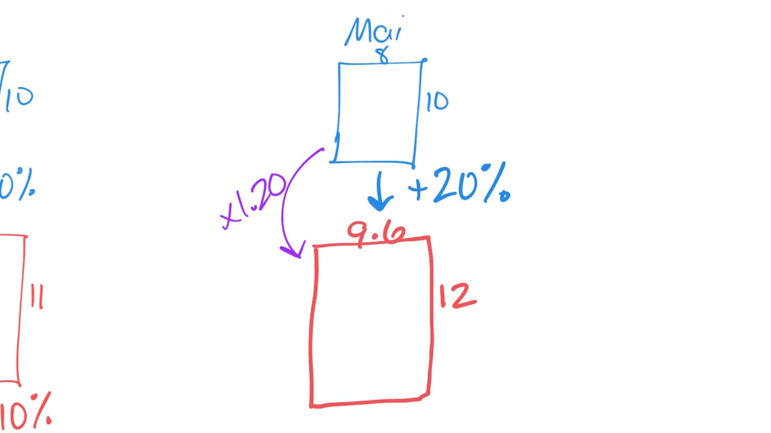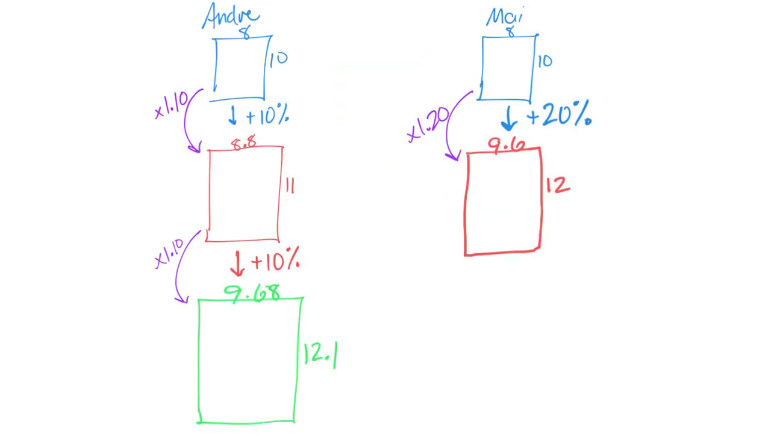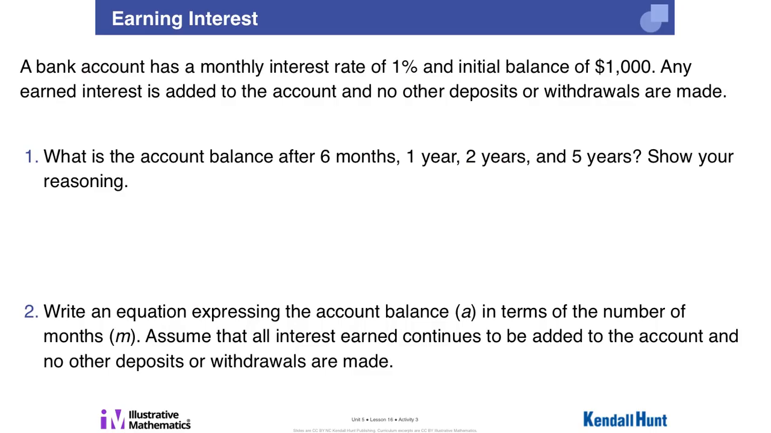And so when you compare what Andre and what May did, you'll see that their final 2 images are not the same size. So increasing by 20% is not the same as increasing by 10% and then 10% again. And that's because the second time that you increase by 10%, you're taking 10% of larger numbers than you originally had. So you're going to be adding on a little bit more than if you just do 20% once.